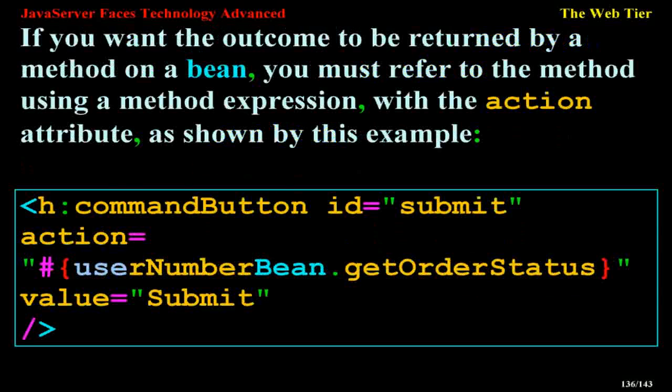An outcome of success might cause the page displaying the user's credit card activity to open. If you want the outcome to be returned by a method on a bean, you must refer to the method using a method expression with the action attribute, as shown by this example: h:commandButton id=submit action=#{userNumberBean.getOrderStatus} value=Submit.